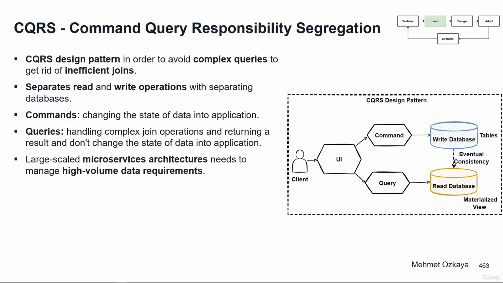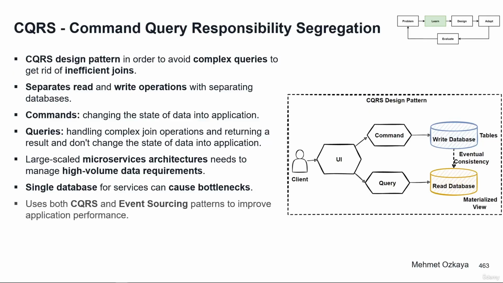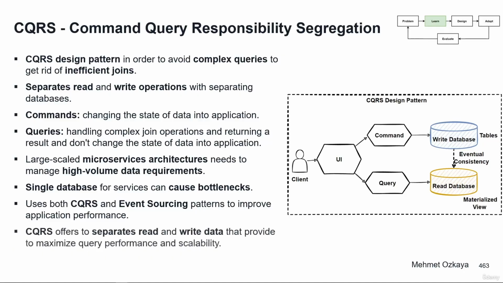In large-scale microservice architectures, we need to manage high-volume data requirements. For these kinds of use cases, monolithic approaches like a single database for services can cause bottlenecks. For complex and large-scale microservice architectures, we can use both CQRS and event sourcing patterns to improve application performance. CQRS offers to separate read and write data, which maximizes query performance and scalability.